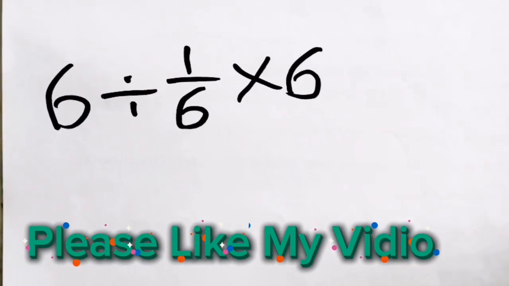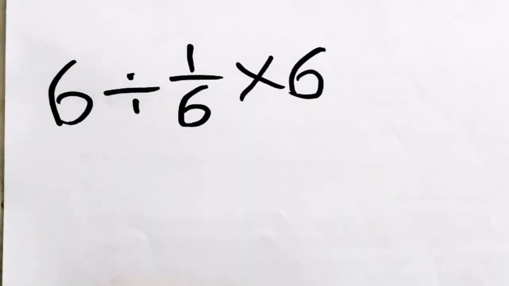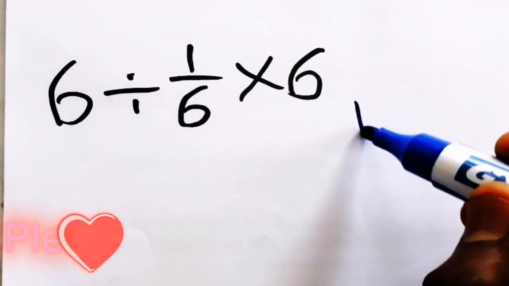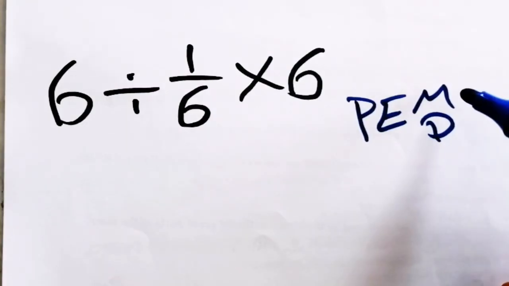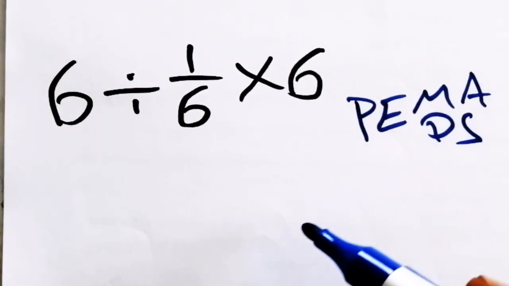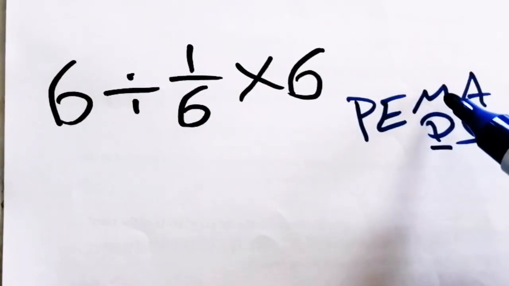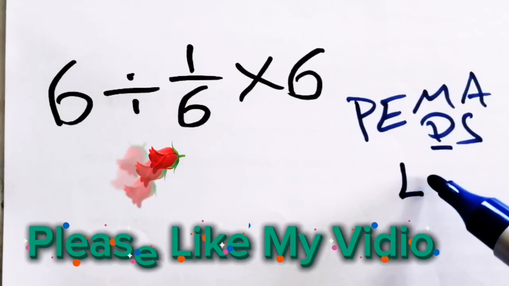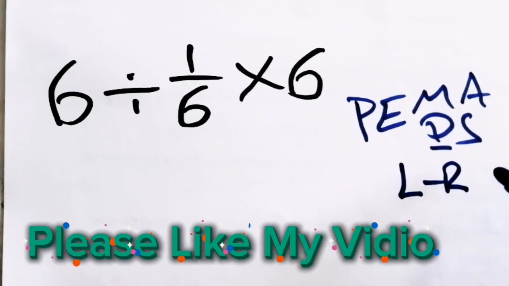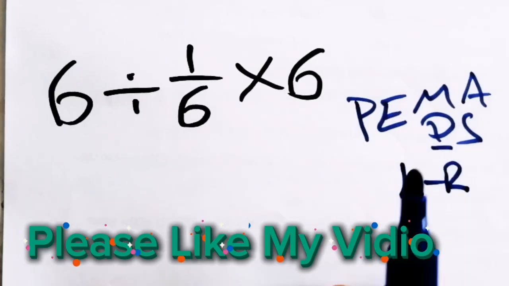Okay? Because according to the order of operations PEMDAS, first we have to do parentheses, then exponents, then multiplication or division, and finally addition or subtraction. Remember that multiplication and division have equal priority. We have to work from left to right. The same applies to addition and subtraction.